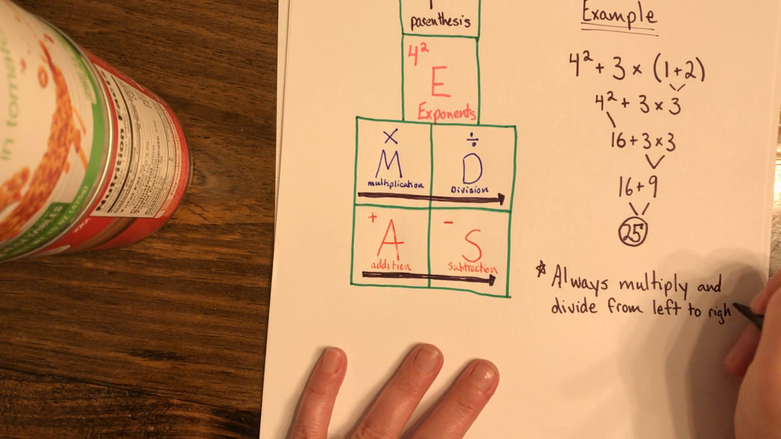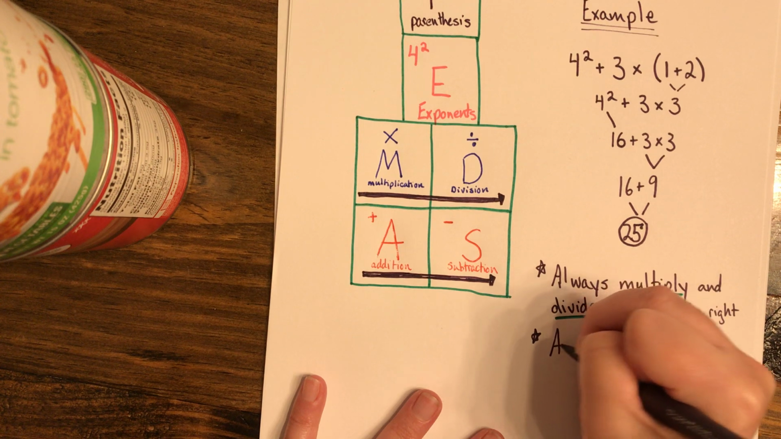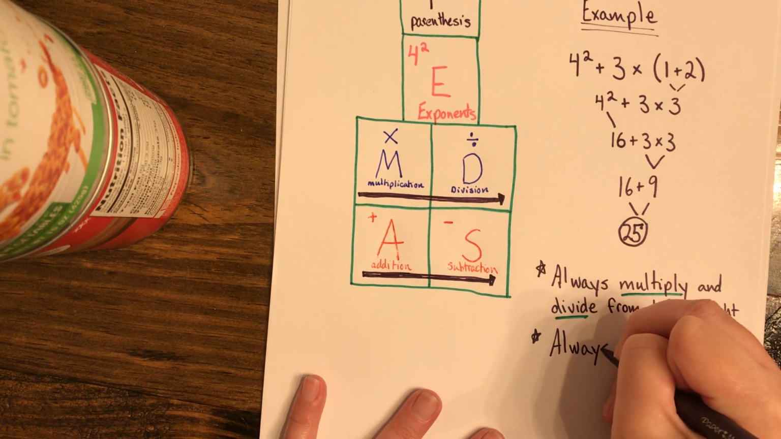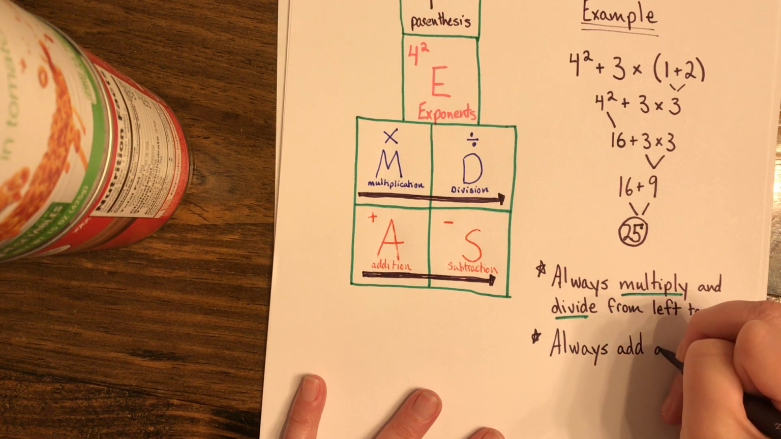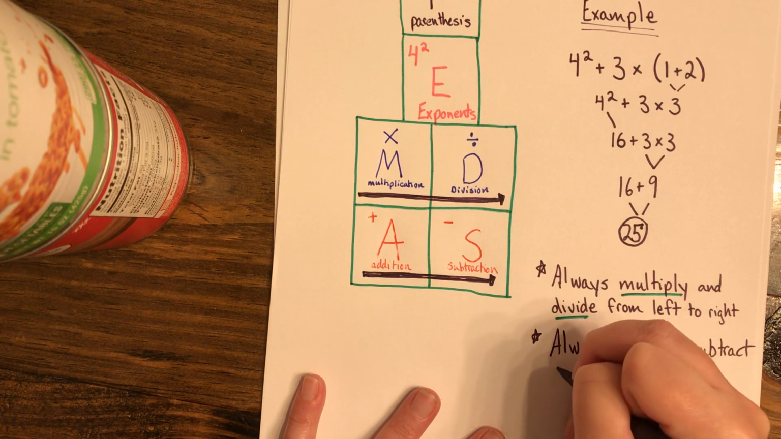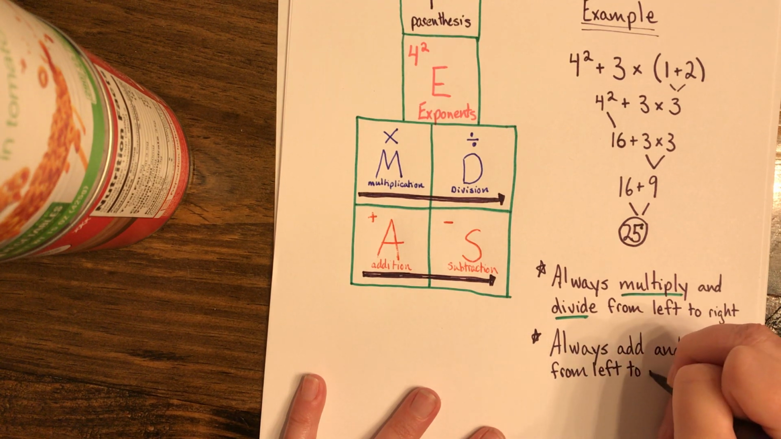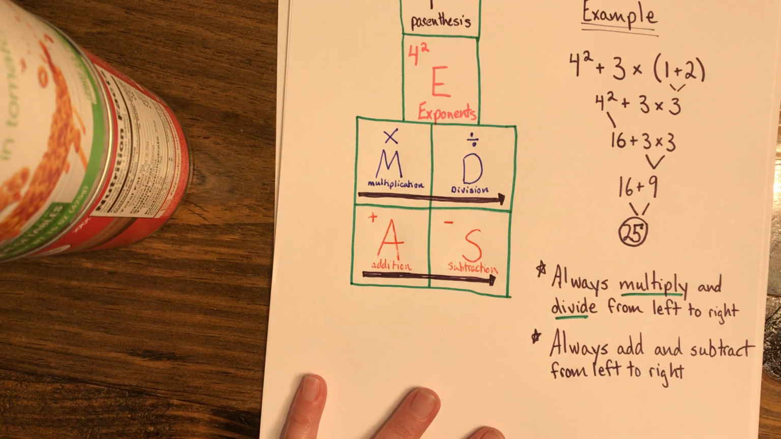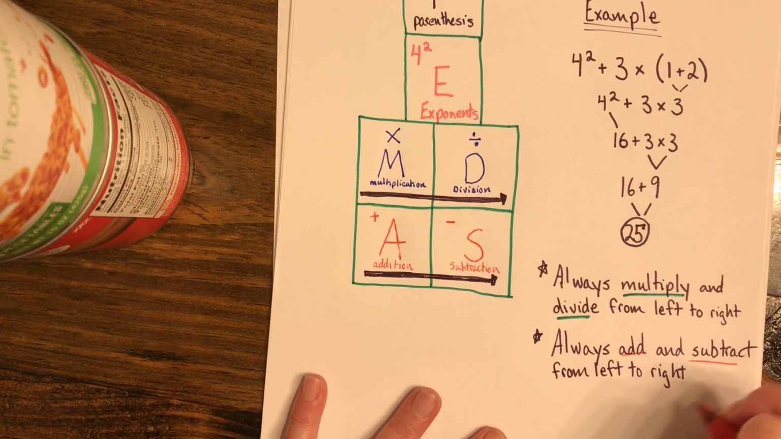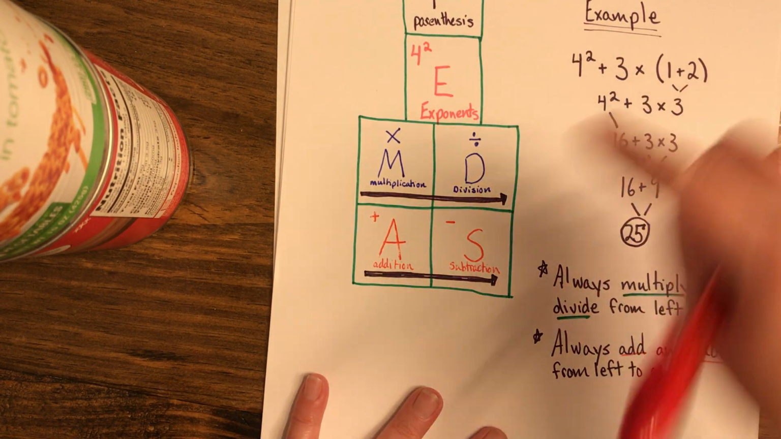All right, next bullet point, really important, is you are always going to add and subtract from left to right. So write that down. Always add and subtract from left to right. All right, and I'm going to underline my add and subtract, because if you had a subtraction before addition, you would do the subtraction before the addition.